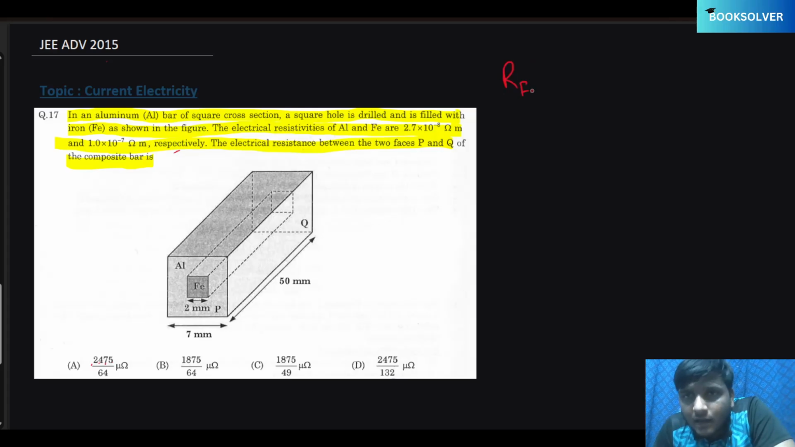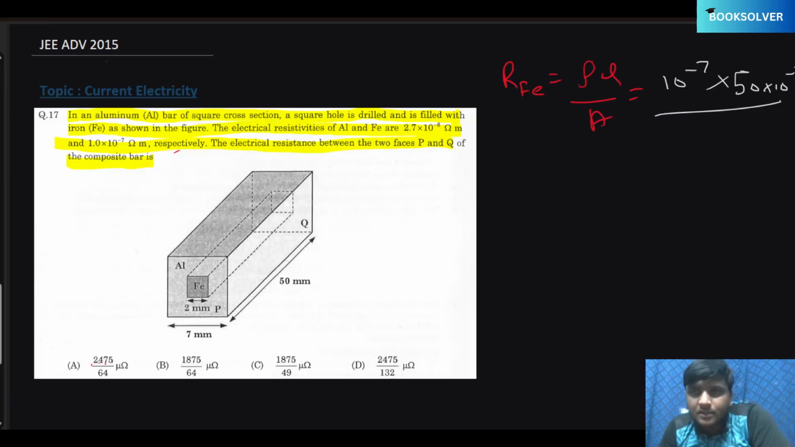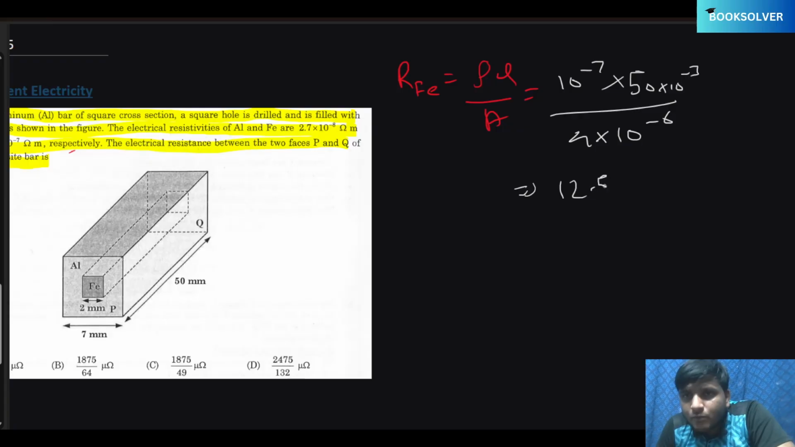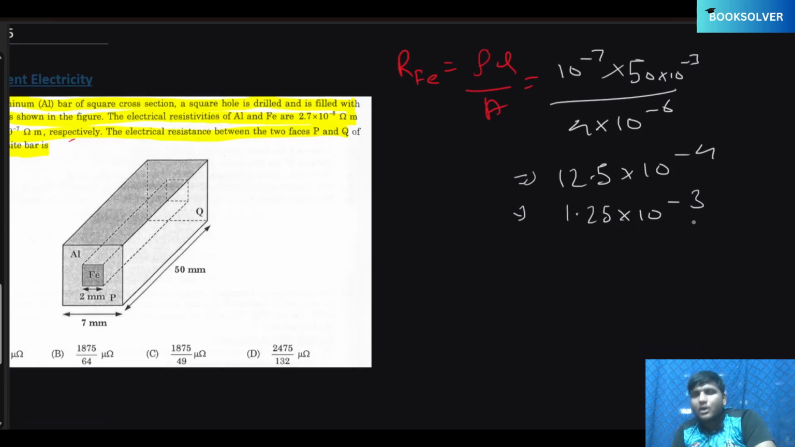So for the Fe part, what will be our R? It is rho L by A. What is the resistivity of Fe given here? It is equal to 10 to the power minus 7. What is the length? It is 50 millimeters, that is 50 into 10 to the power minus 3. What is the area? Since it is a square, it is 2 by 2, which is 4 into 10 to the power minus 6 meter square. If we calculate from here, we will get 12.5 into 10 to the power minus 4. Or we can convert it into 1.25 into 10 to the power minus 3. Yeah, now it seems correct here.